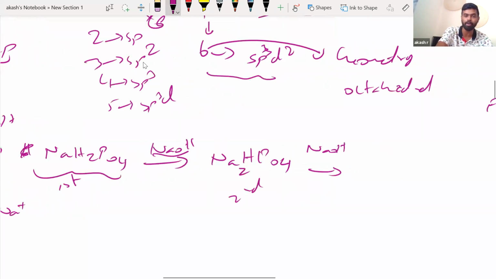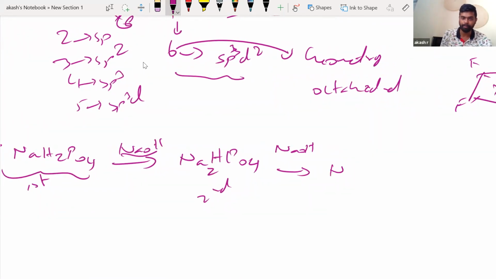And one more time, if you add NaOH, there's still one more hydrogen left, right? So you can form Na3PO4. That is exactly my sodium phosphate. This is my third salt.